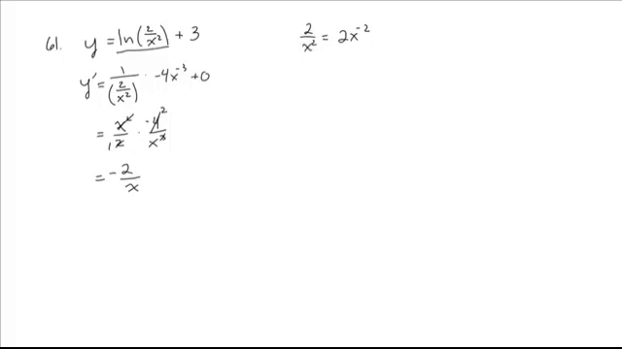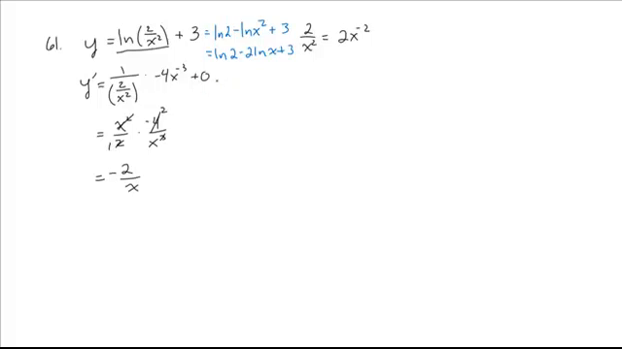All right, I want to look at an alternative way of approaching this one. And that is to rewrite this at the beginning with a property of logs. ln of 2 over x squared could be rewritten as ln of 2 minus ln of x squared, plus 3. And we have another property of logs that allows us to pull the exponent out front. So this would be ln of 2 minus 2 ln of x, plus 3.